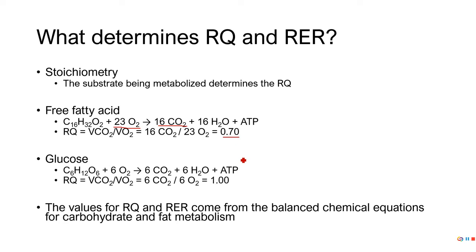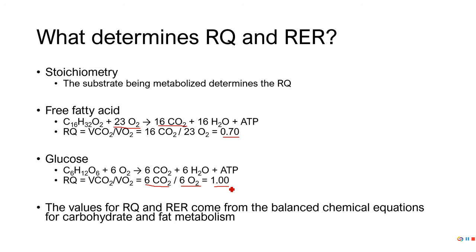Now, if we do this with glucose, notice the equation's slightly different. In this case, for every 6 CO2 we produce, we're using 6 O2, and so that RER value is 1. That's where these numbers come from. Like I said, you'll never need to know these. You won't have to recreate them or answer this on a test, that sort of thing. But that's where these numbers come from.